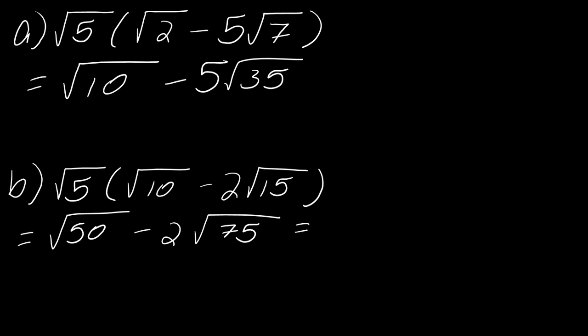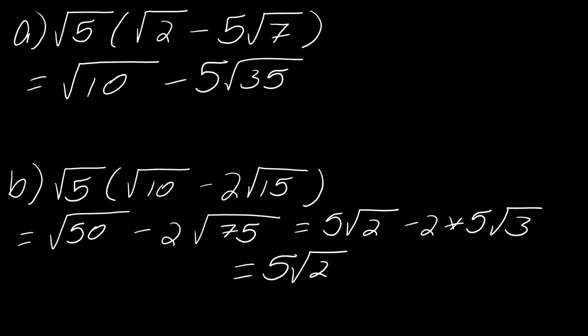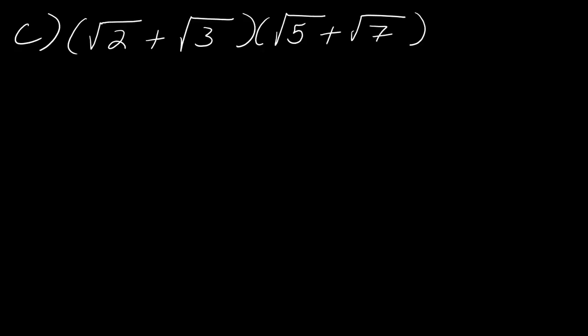So this will simplify then into 5 times the square root of 2 minus 2 times 3 times the square root of 2 times 5 times the square root of 3. So ultimately this will equal 5 times the square root of 2 minus 10 times the square root of 3. So you have to always ask yourself if you can simplify the radicals farther.